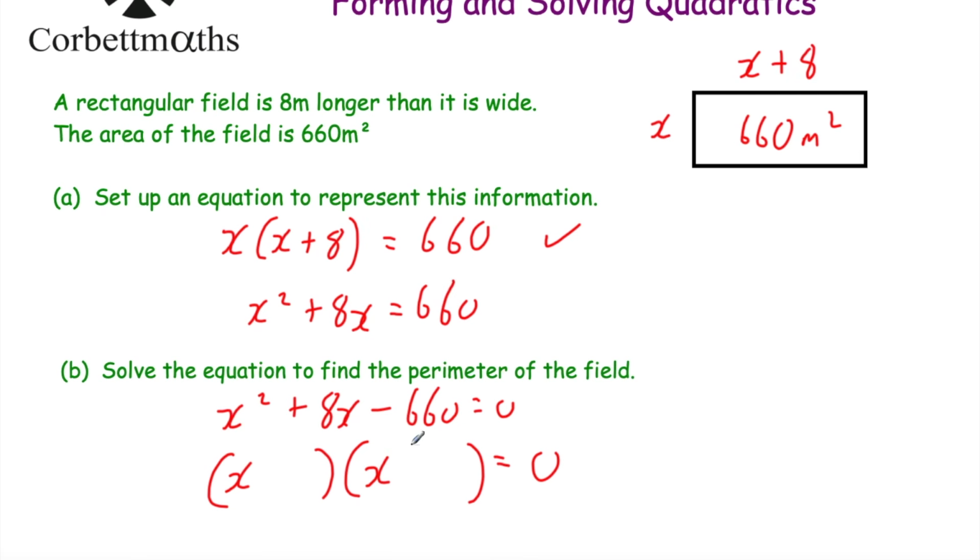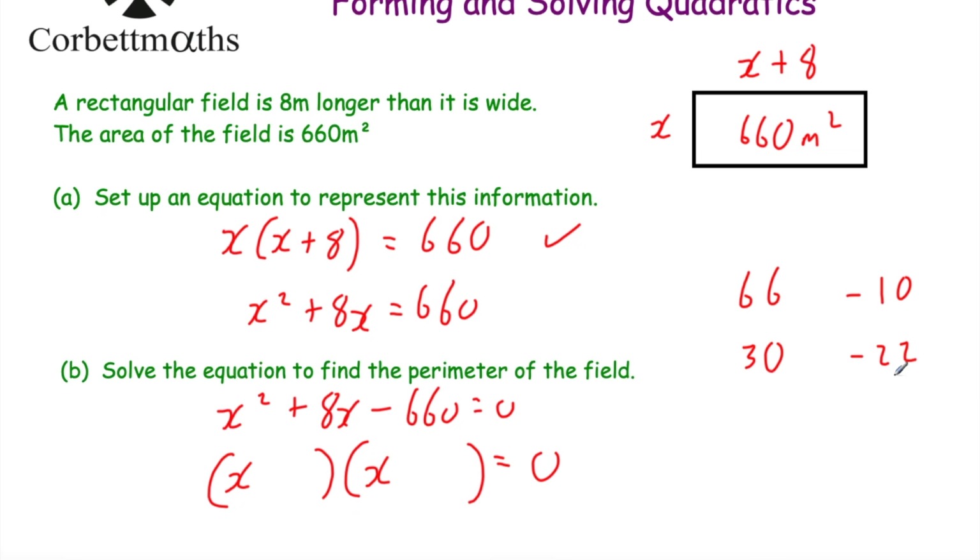And we want the numbers in the brackets that will times together to be minus 660, and add together to be 8. With it being 660, I first of all thought of 66 and negative 10, but they're not going to add together to be 8. So I'm then thinking, well, it looks like it's a multiple of 30. So let's try 30. And when we do minus 660 divided by 30, that's equal to negative 22.